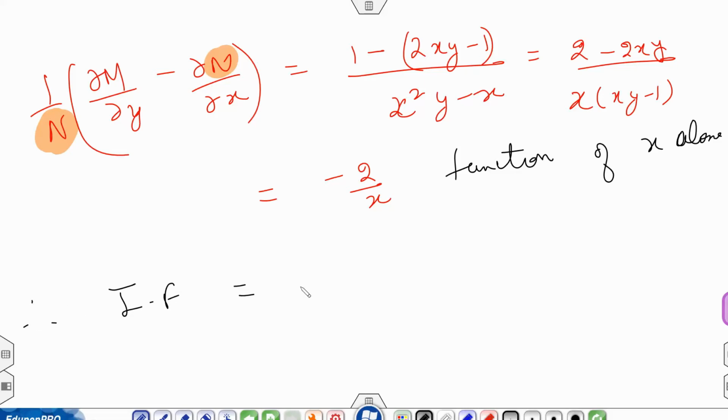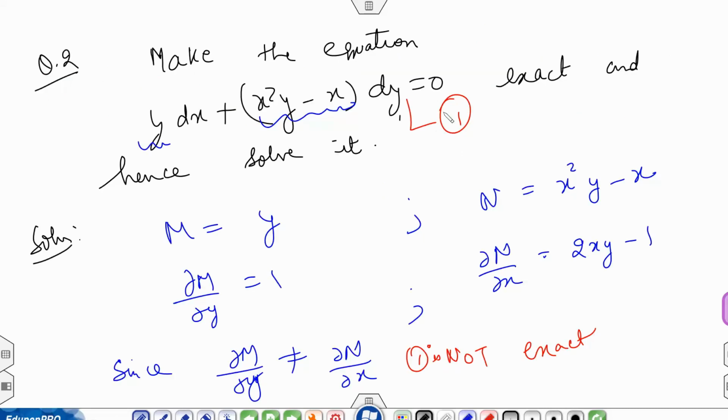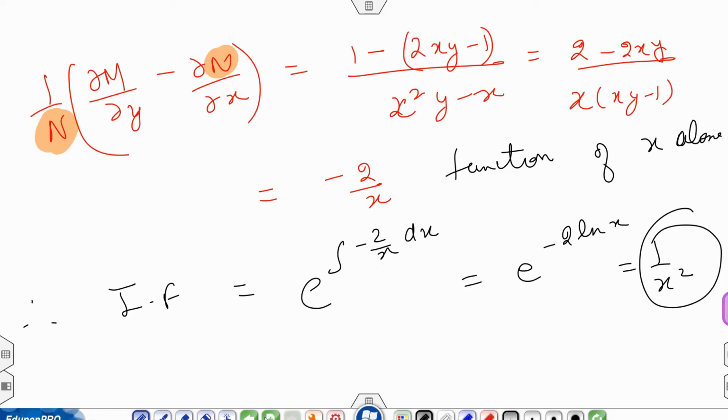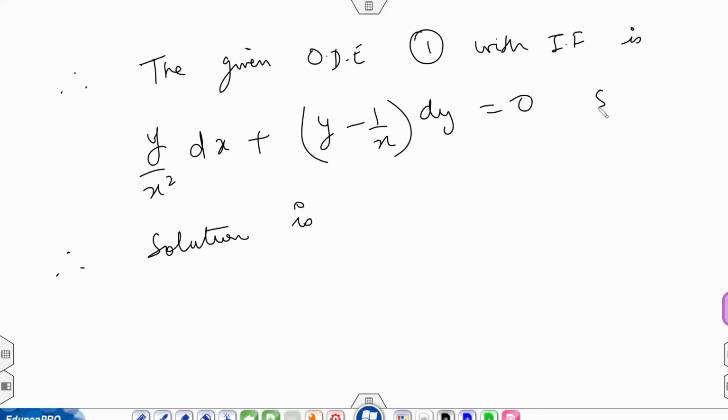Therefore the integrating factor will be e to the power of this, which is equal to 1 by x square. Now if you multiply this integrating factor with your differential equation 1, this will be converted into an exact differential equation. So therefore the given ODE 1 with the integrating factor is y by x square dx plus the other term dy is equal to 0.